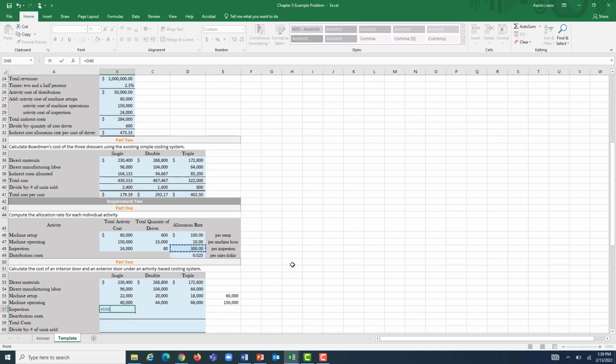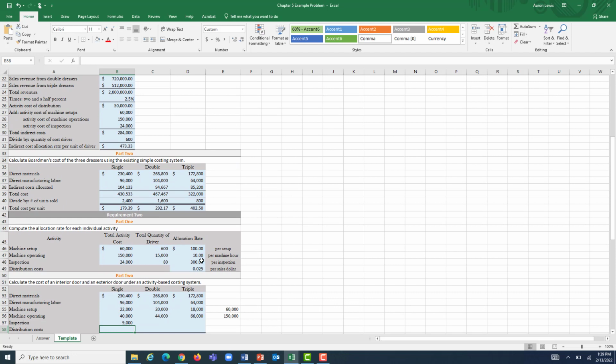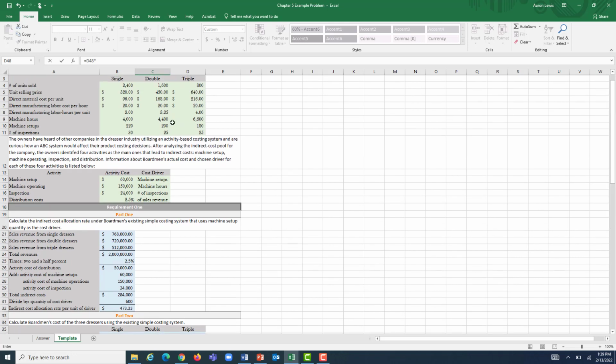Inspection has a rate of $300 per inspection. So if we just take that rate, multiply it by the number of inspections each model is going to cause us to have to do, we get how much indirect cost we should be allocating to that model. For the 30 inspections that the single dressers are expected to take at a rate of $300 per inspection, we should have $9,000 of indirect costs getting allocated to the single dresser for that activity at a rate of $300 per inspection, and 25 inspections we're expecting for the double dresser.